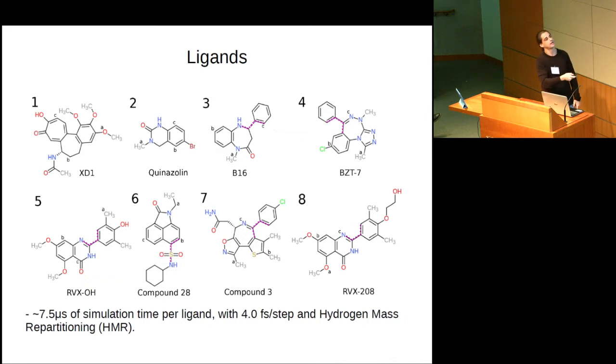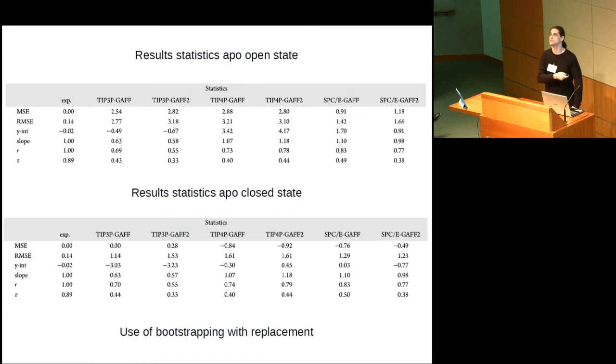So we tested it for 8 ligands to this bromodomain. A lot of simulation time, but they're highly efficient. So we could use 7.5 microseconds per ligand. Tested 8 different ligands and had some statistics using different water models, trying GAFF and GAFF2. The one that performed the best was the SPC/E with GAFF. You can see the correlation coefficient.